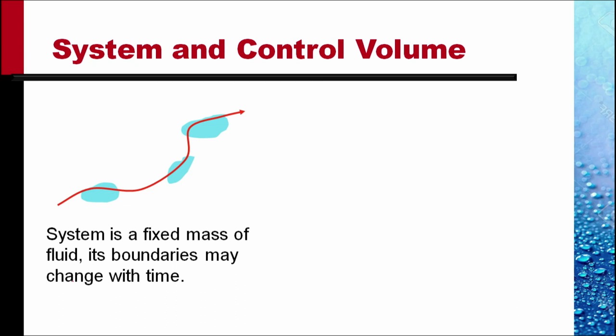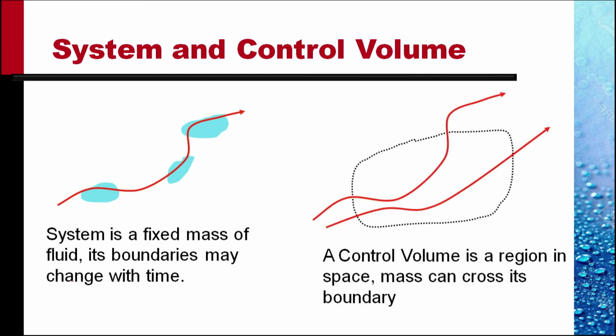A system is a fixed mass of fluid. Its boundaries may change with time. In fluids, we work with controlled volumes. A controlled volume is a region in space. Mass can, and usually does, cross the boundaries of the volume. This controlled volume could also be moving in space, could also be changing its volume, but it is a volume that we will consider.